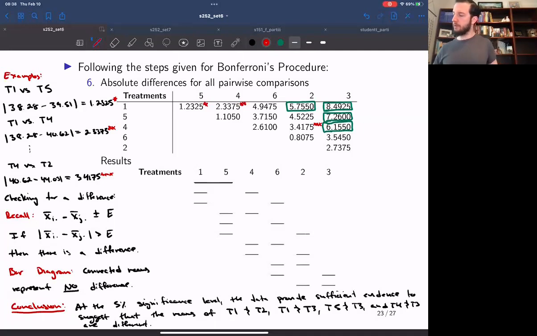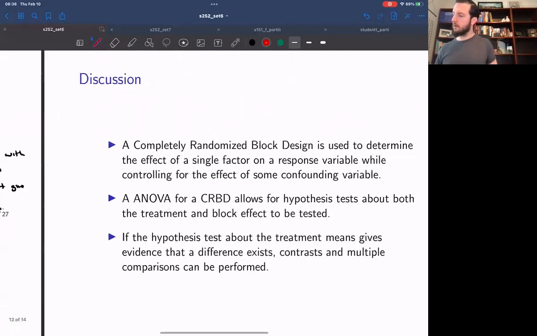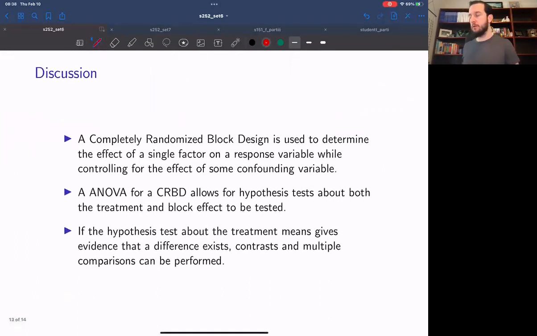Okay, so if there's no questions, that brings us to the end of lecture set number 6, which was on the completely randomized block design. So the CRBD, again, has the same purpose as the ANOVA. So both the ANOVA and CRBD are meant to test for the effect of one treatment on a single response variable. The difference is that the CRBD includes information from what is called a confounding variable. So the block is meant to absorb the information from that confounding variable.